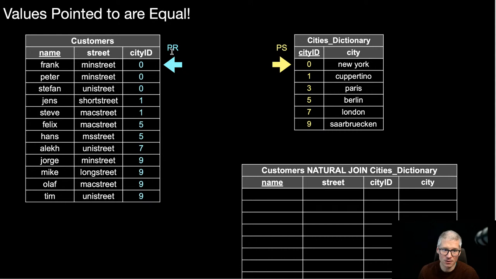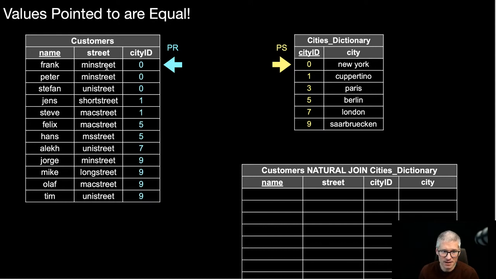So we have a pointer for relation R, I call it PR, and relation S. And here, this relation is my result table. Those are the join results that are produced by this join algorithm. And now if you run the algorithm, it works as follows. It starts by inspecting the two tuples that you point to currently.